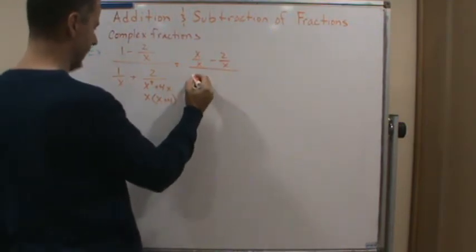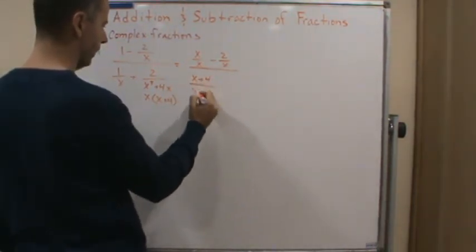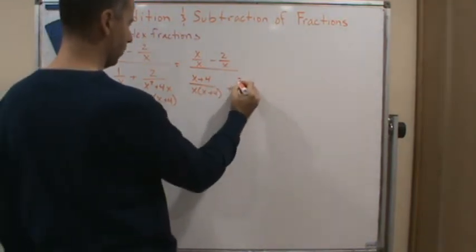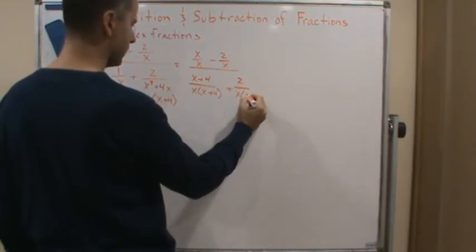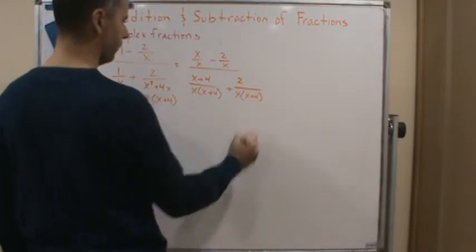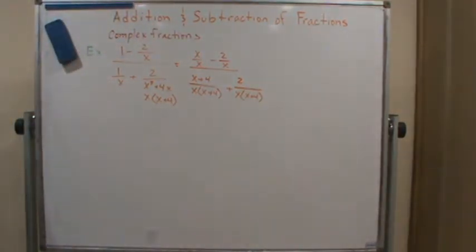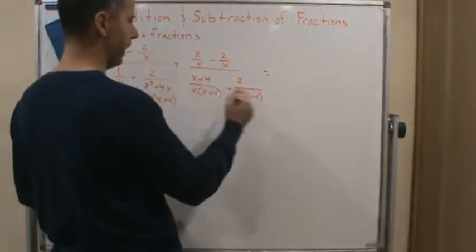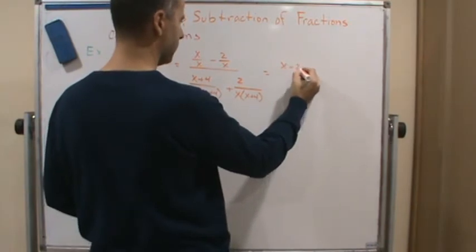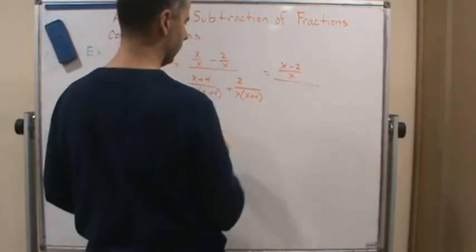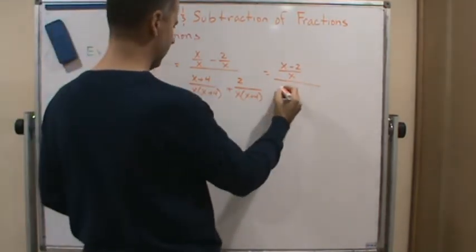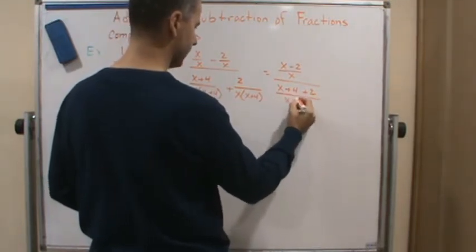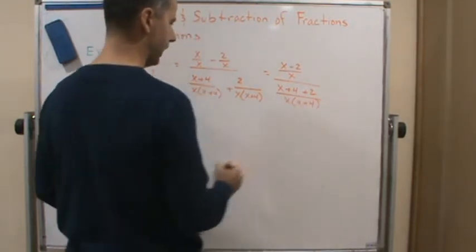So that means we're going to get x plus 4 over x times x plus 4, plus 2 over x times x plus 4. Okay, now we can combine the top and the bottom. So this combines to what? x minus 2 over x, over, and then this will combine to what? x plus 4 plus 2 over x times x plus 4.